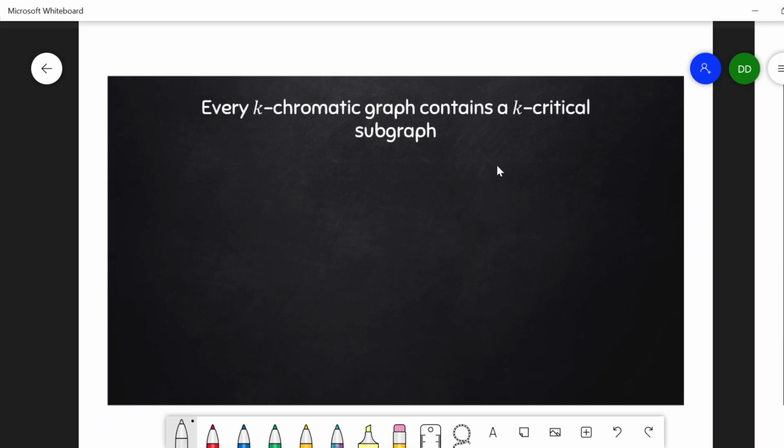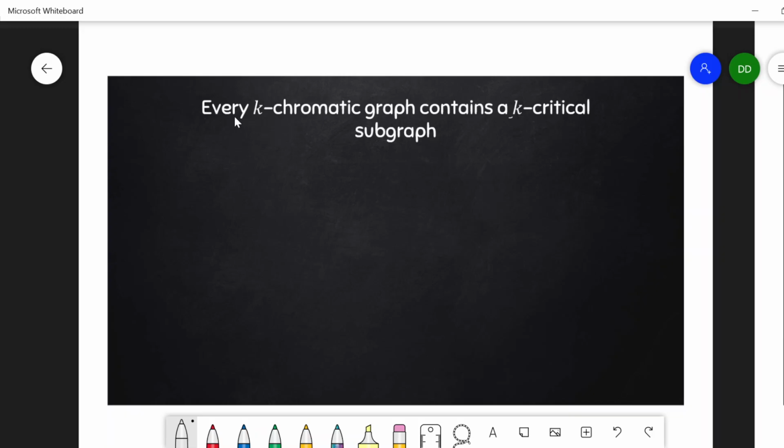And then second, every k-chromatic graph contains a k-critical subgraph. And so even if our graph's not k-critical, we can find a k-critical subgraph and gain all of this information. We'll have to, of course, modify it a little bit since we're talking about a subgraph, but we'll be able to use the information we prove about k-critical graphs to prove things about k-chromatic graphs in general.